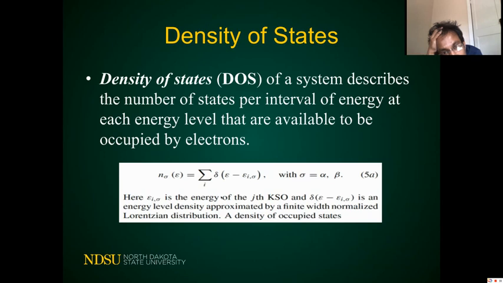Here, the density of states of a system describes the number of states per interval of energy at each energy level that are available to be occupied by electrons. So, what is the equation below? What's the meaning? What is the summation of delta E minus E i sigma? What is the meaning of N sigma?